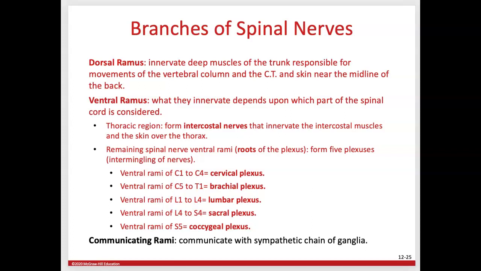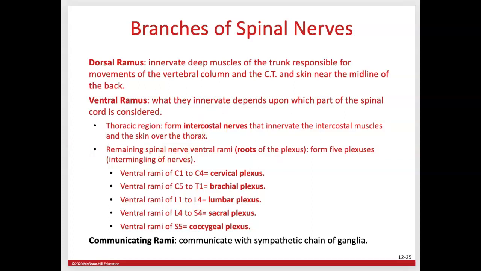The ventral ramus, what they innervate depends upon which part of the spinal cord is considered. So we have the thoracic region, they form the intercostal nerves that innervate the intercostal muscles and skin over the thorax. And keep in mind that intercostal has to do with the ribs, or the rib area. Costal refers to ribs.